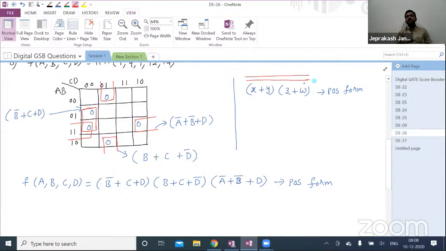So apply De Morgan's law for the inner complement. So what will you get? First term complement plus second term complement, and the external complement as it is. Now tell me, to implement this function, how many 2 input NOR gates do we require?